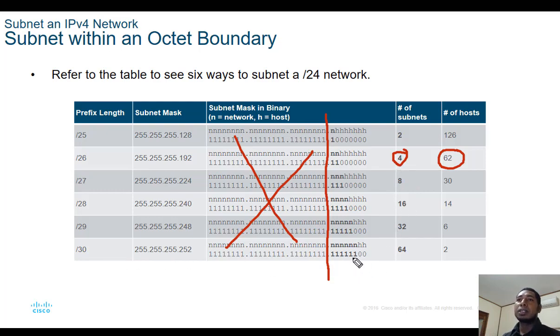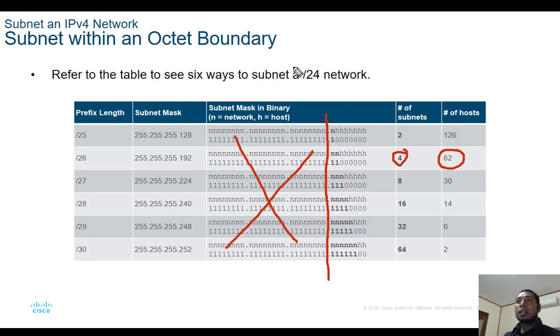We go to /30. If we go /31, /32, that will be the end of it. /32, that's not a subnet. That's a unicast address. /31 will not leave you enough IP addresses to work with. So that's basically subnetting within the /24 octet boundary.